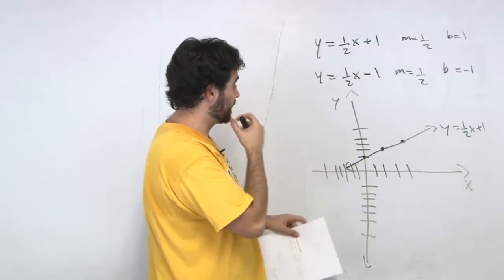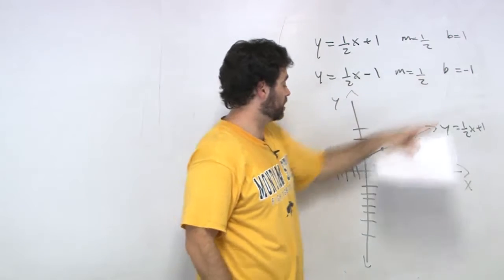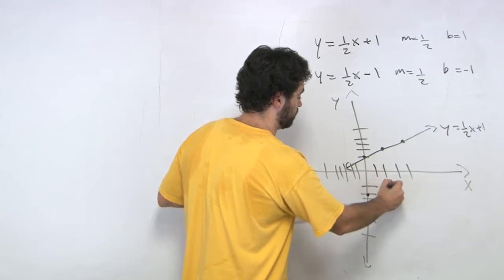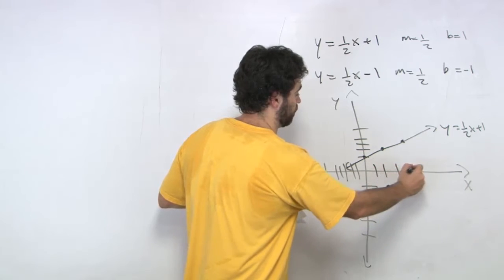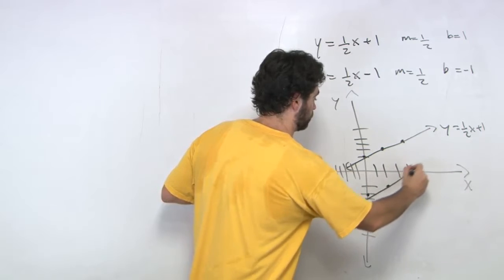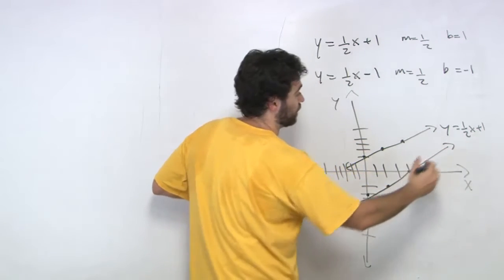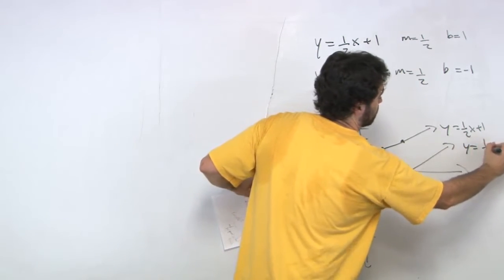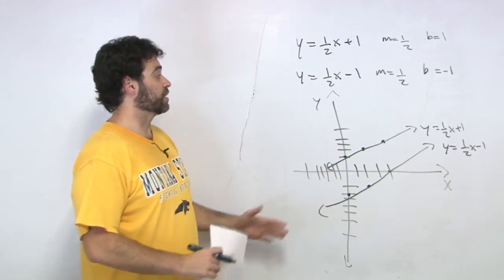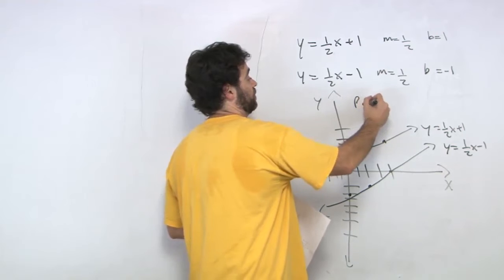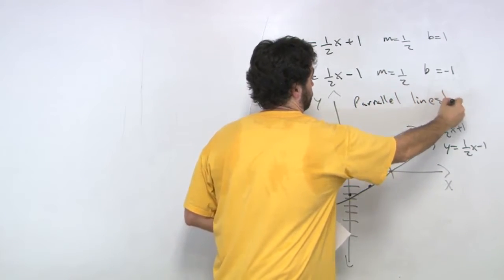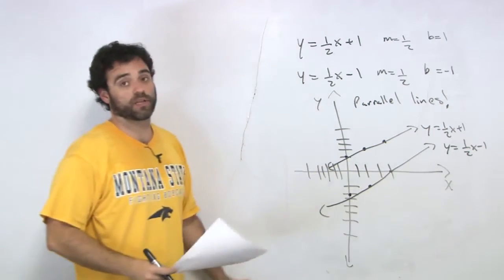And now we're going to look at the other line. This one starts at negative 1. And we're going to go up 1 over 2. Up 1 over 2. And there's our other line. And if we extended them out to infinity, we'd say that these lines are parallel. They're not going to touch. So we have parallel lines.